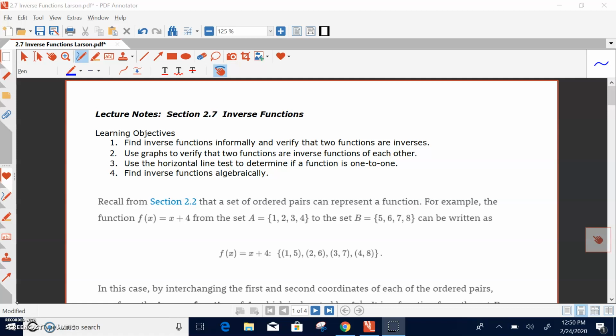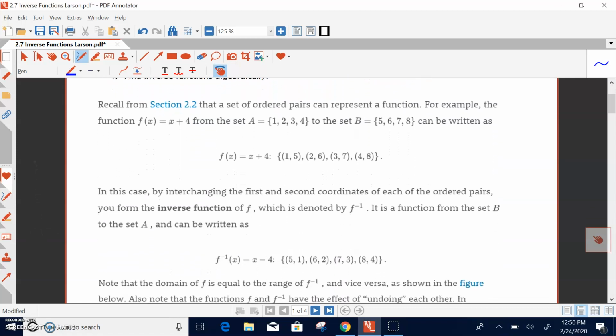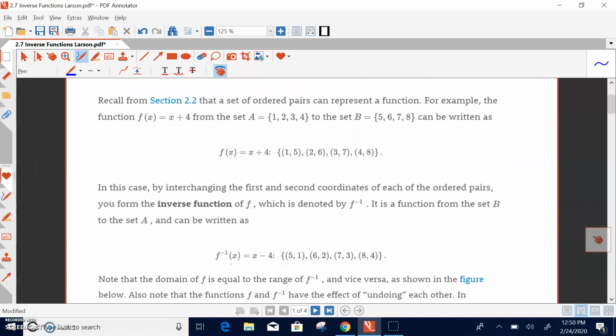So let's recall from section 2.2. A set of ordered pairs can represent a function if each x corresponds to one y value. So, like in this pairing, 1 pairs with 5, 2 pairs with 6, 3 pairs with 7, 4 pairs with 8. That made it a function.